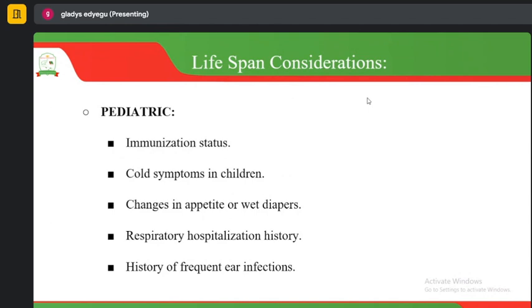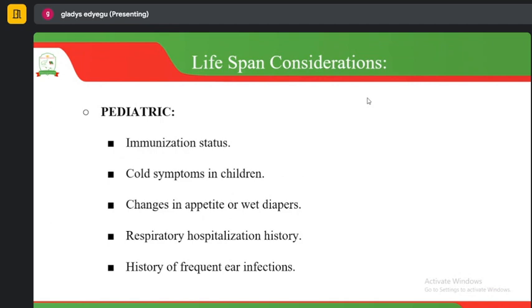The changes in appetite or wet diapers, you should also find out whether these children are eating normally or they have changed their normal ways of eating and so forth, so that you can be able to address them. Then respiratory hospitalization history. Has the child been hospitalized due to respiratory tract infections? And if so, what was it and how was it managed? How long did it take? And what treatment was it given? How did the child respond? All those questions are very important for you to start on the management of these children.